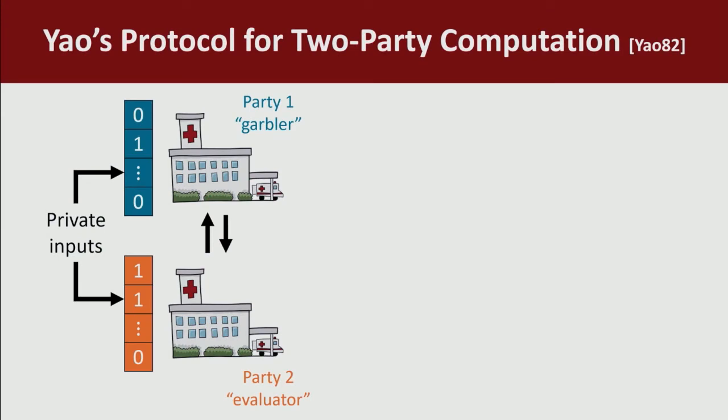Let me now describe for you how this protocol execution works. Typically, we're going to denote one of the parties as the garbler and one of them as the evaluator. The reasons for these names will become clear subsequently in this talk. Let me just note here that Yao's protocol is also called a garbled circuit protocol. So if you've heard that name before, this is what it's referring to.